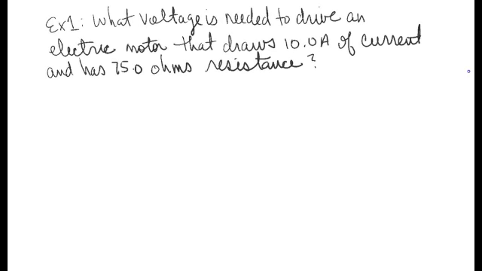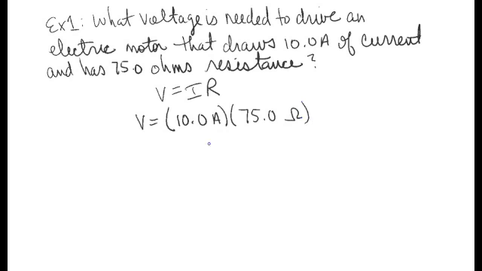What voltage is needed to drive an electric motor that draws 10 amps of current and has 75 ohms resistance? Ohm's law: 10 amps times 75 ohms gives us a voltage of 750 volts.